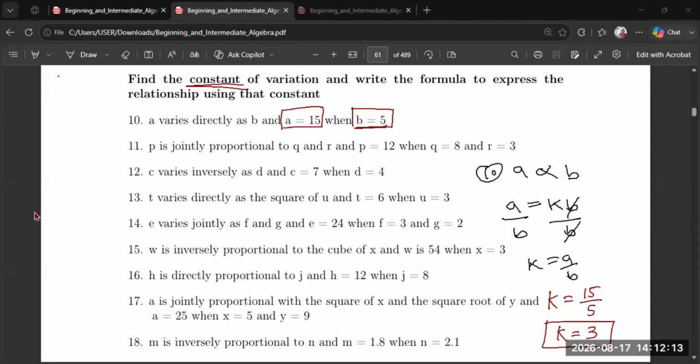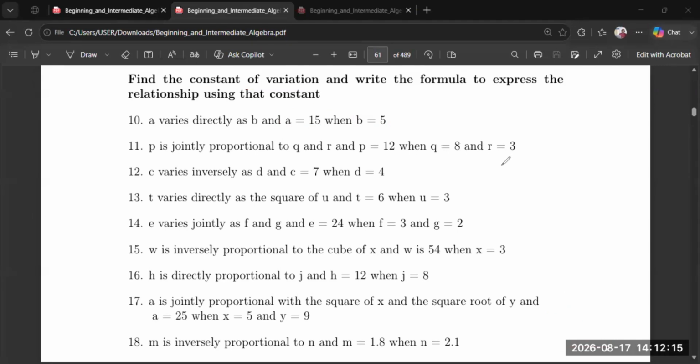All right. So let's go to question 11. Question 11 says P is jointly proportional to Q and R. So that's going to be like P is jointly proportional. This symbol is the symbol for proportionality or variation. So P is jointly proportional to Q and R.